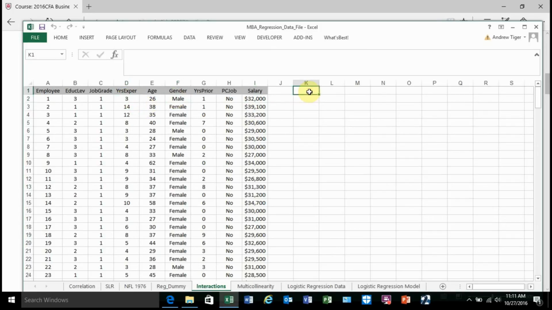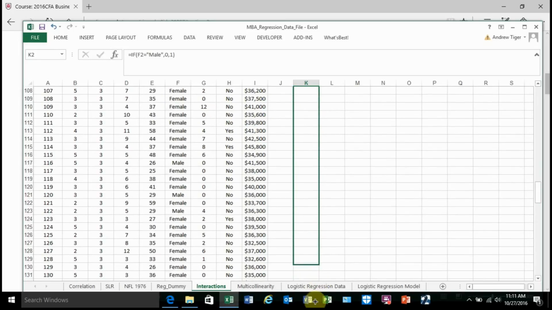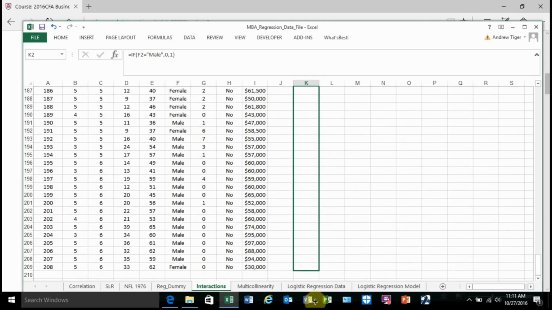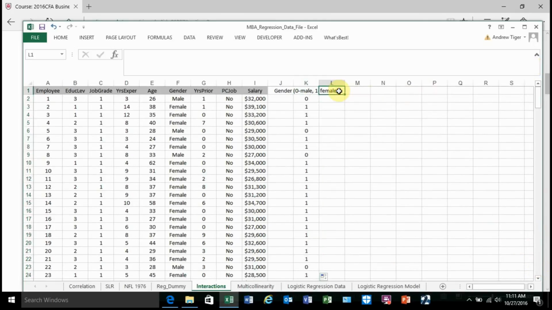So over here, the first thing I'm going to do, I've got to put the gender in a binary. We'll say 0 is male and 1 is female. So just to start, if this equals male, put a 0, otherwise let's put a 1. And also, I'm just going to grab the years of experience.